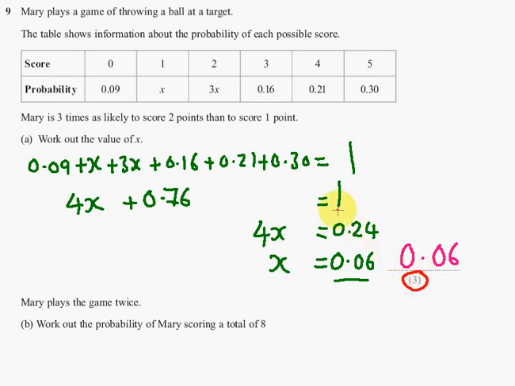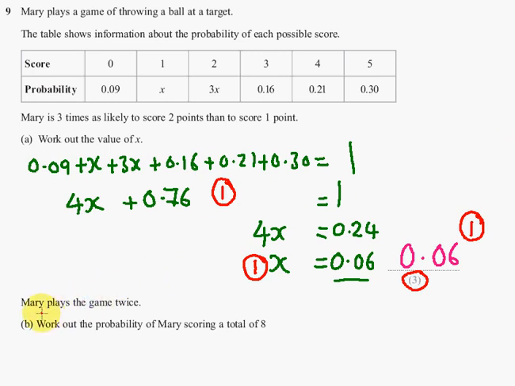Okay, the first one is a method mark up to this point here. The second method mark comes from dividing both sides by 4 to leave you with 1x. And the third mark comes from the answer of 0.06. And that's it for part A.